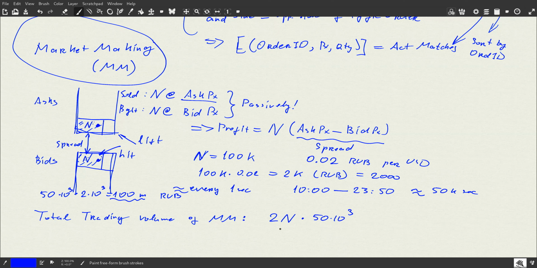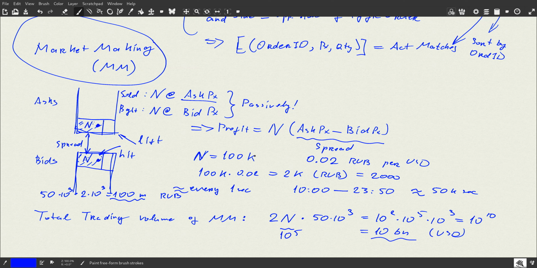And n is by itself 100K, which is 10 to 5. Therefore, it is 2 by 50, it is 100, 10 to 5, 10 to 3, which is 10 to 10, which is 10 billion USD. So in order to do this, we generate a trading volume of 10 billion USD per day.